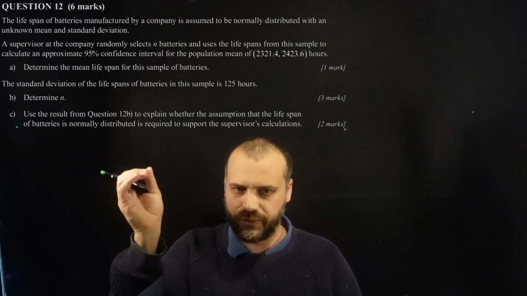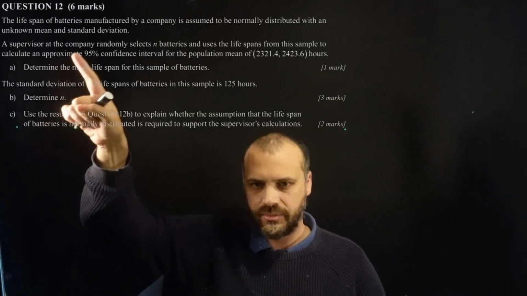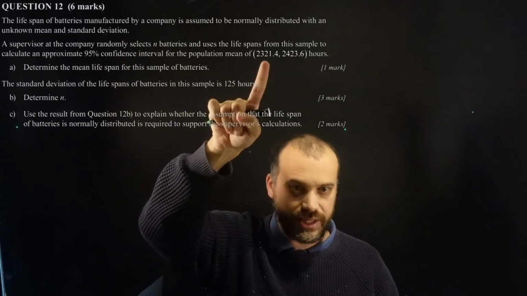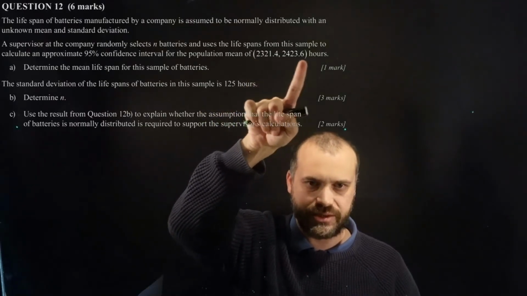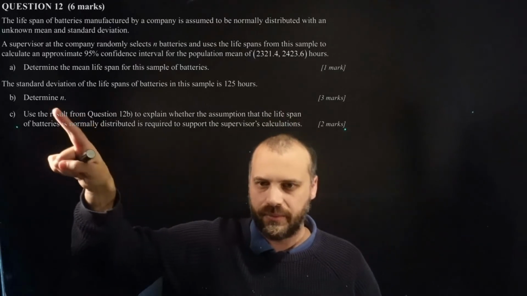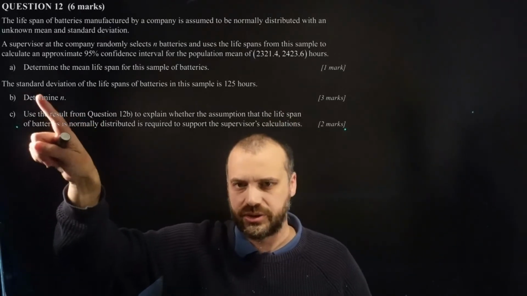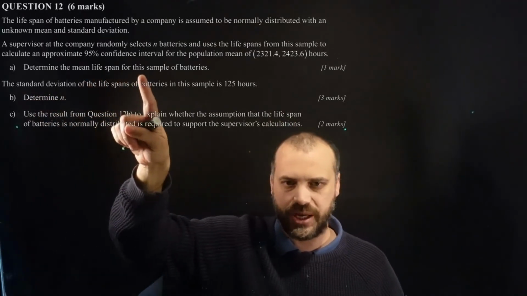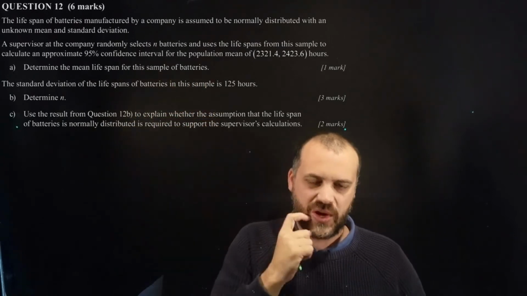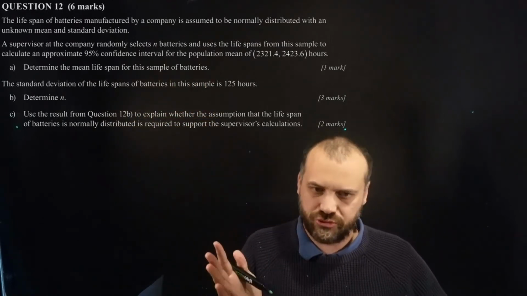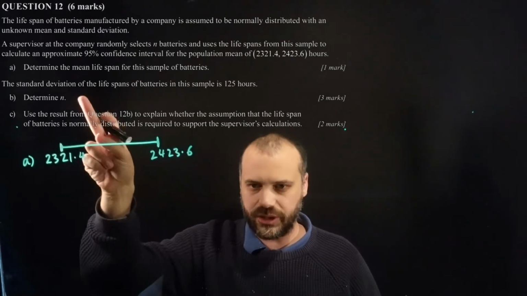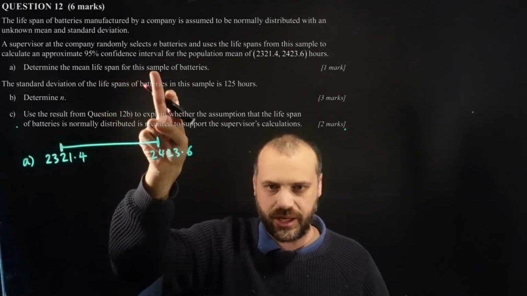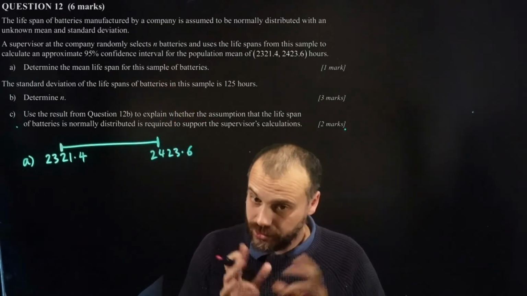So we're doing confidence intervals again here. Blah, blah, blah, lifespan, and we're given the confidence interval. We've got a 95% confidence interval, and these are our 2 values. Part A, it's worth 1 mark. Determine the mean lifespan for this sample of batteries. All right, so we've got a confidence interval. Let me just draw that as a picture. So there is our confidence interval. We're looking for the mean lifespan for this sample of batteries.